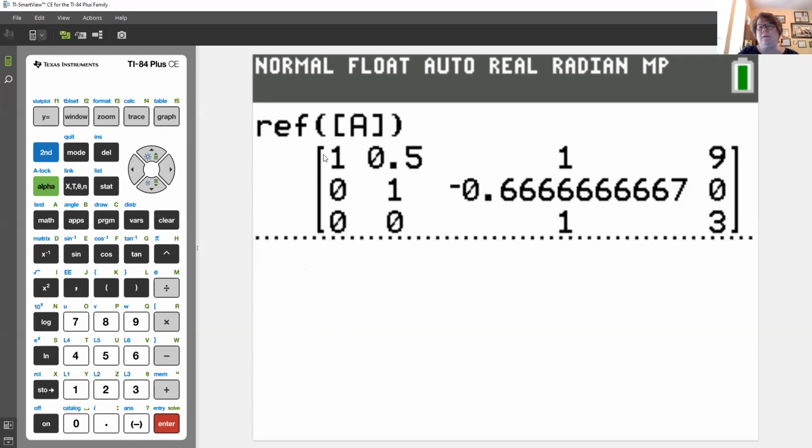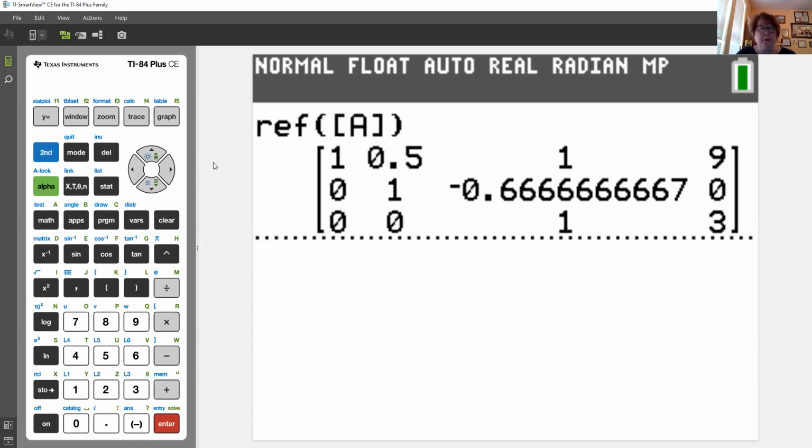The main diagonal, first row, first column is a 1. Second row, second column is a 1. Third row, third column is a 1. Every element underneath those 1s are zeros. It's in row echelon form. Now it's decimals, which I'm not real happy about. So I'm going to change this to fractions, all right?